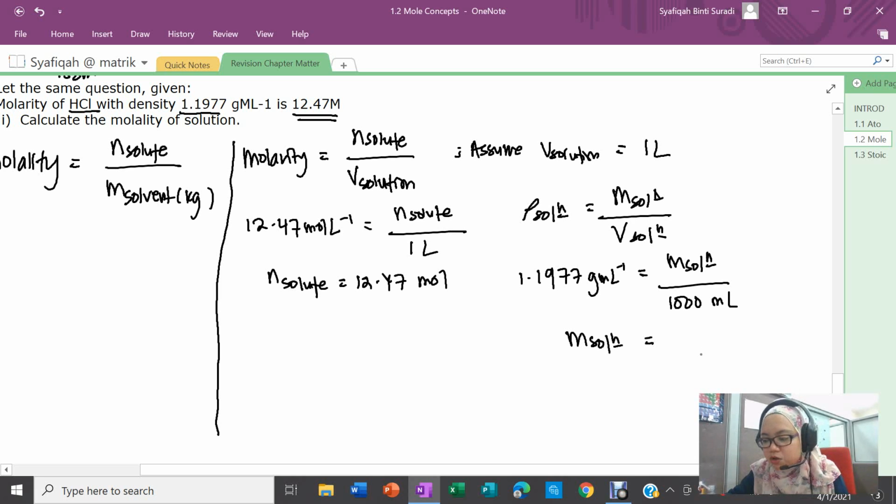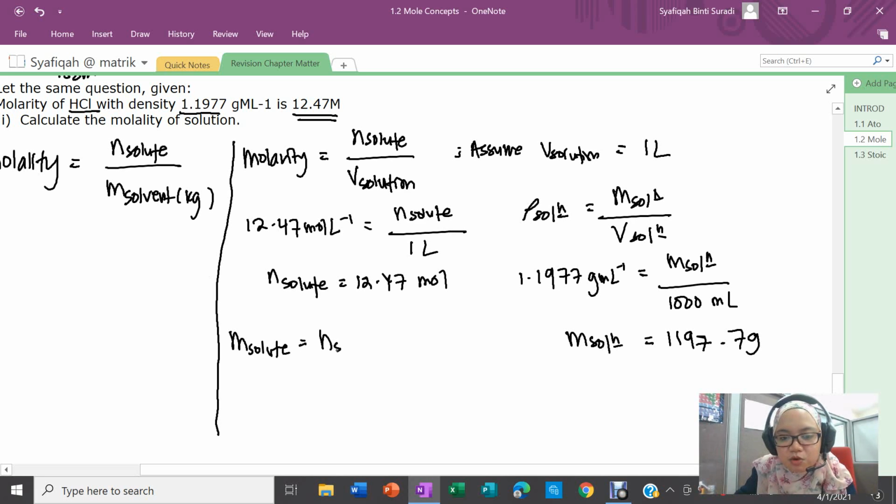Kita akan dapat mass solution kita 1197.7 gram. Okay, kita dapat mass solution. Tapi kita nak mass solvent. So, kita tahu mass solvent, kita kena tahu mass solution tolak dengan mass solute dapat mass solvent. So, kita carilah mass solute. Macam nak cari mass solute, kita dah ada mole solute ni kan. So, kita boleh cari mass solute sama dengan mole solute times molar mass.